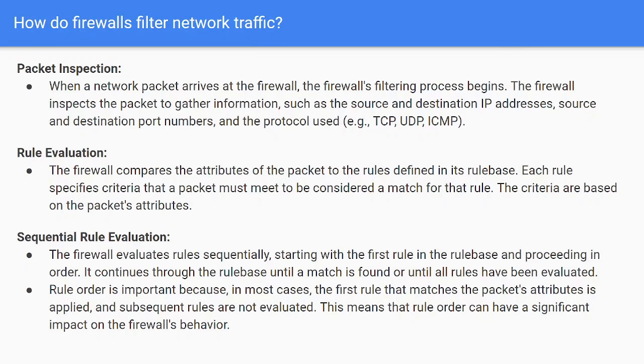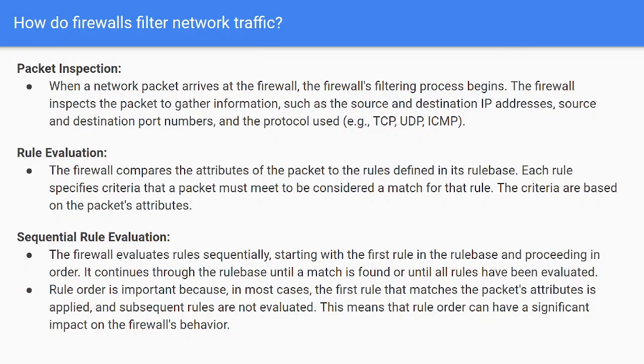Once the details are gotten, it now goes to the next step called rule evaluation. With this next step, the firewall will compare the attributes of the packet to the rules defined in the rule base. So the first step is that the firewall will collect the packet information. After collecting it, it will compare with the rules in the rule base, to see whether with this particular information, this particular packet can pass through. You understand?